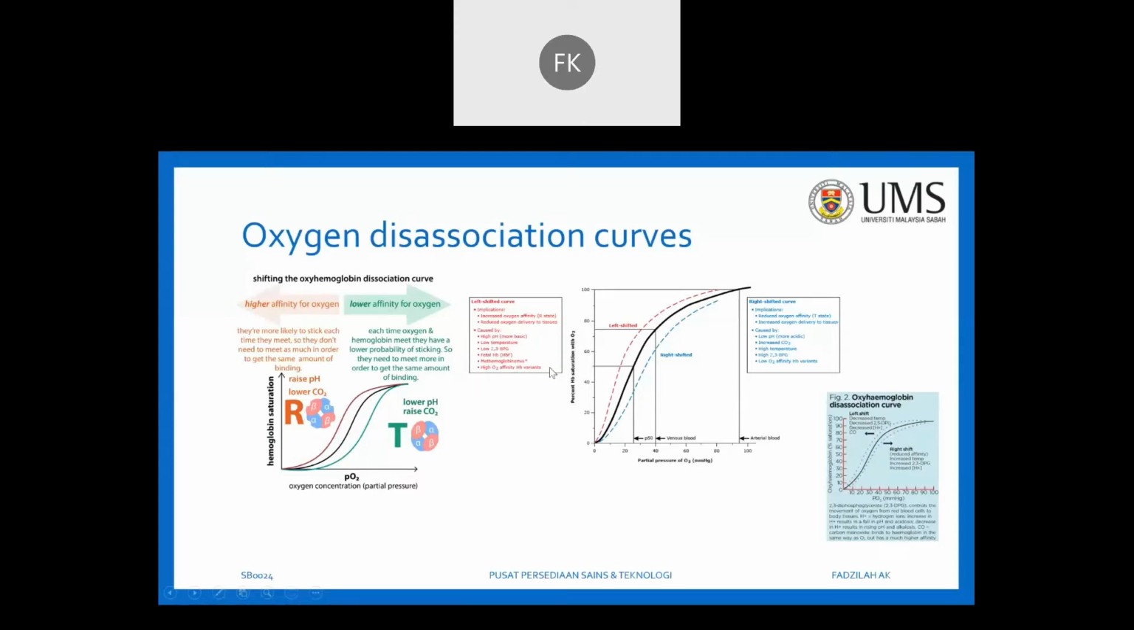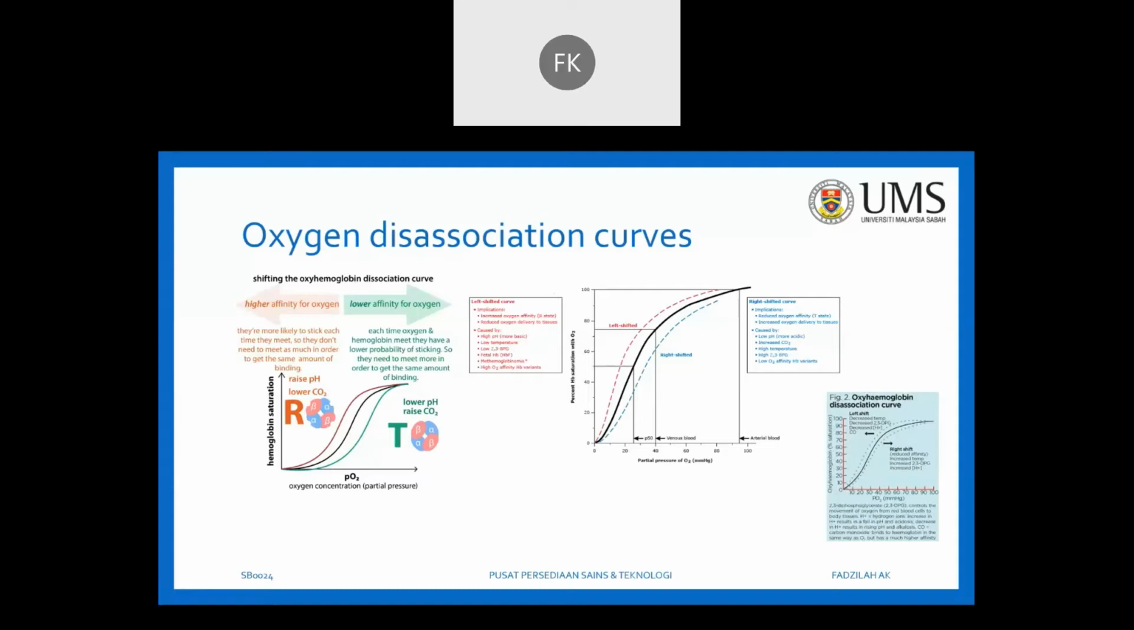Implication: when this left shifted curve happens, when the curve shifts to the left, the implication would be an increase of oxygen affinity. So the hemoglobin tends to bind to the oxygen, but lowers the oxygen delivered to the tissue. Means you are not that active. Okay, low temperature of your body. You are more relaxed.